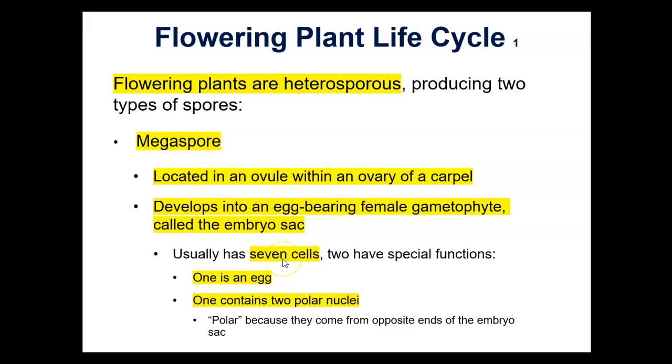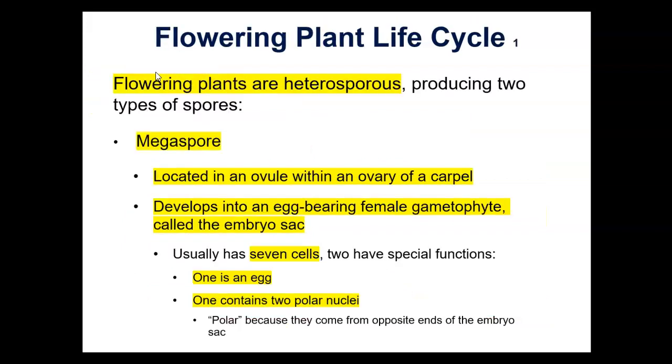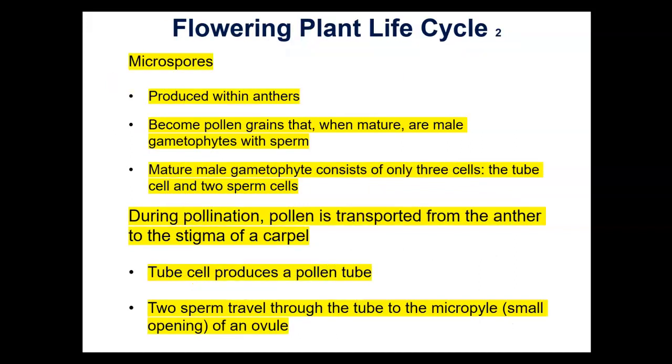There's usually 7 cells in the megaspore. One cell is an egg. One contains 2 polar nuclei. And then there are 5 that don't have special functions. I think I remember learning that they're called antipodal cells or something like that, but there are 5 that don't. The ones that have important functions are the one that serves as the egg and the 2 polar nuclei.